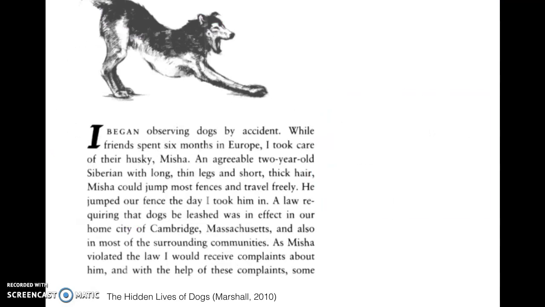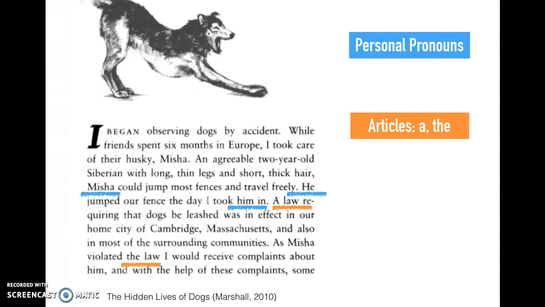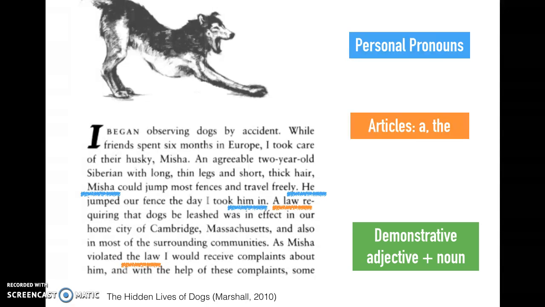Try to find some examples of cohesive devices in this short piece of writing. As we can see, personal pronouns are used. Misha is firstly the name, and then we have he, and then we have him. Okay, so once we've established what the subject is, we can use pronouns afterwards to vary our language. Articles as well. A law, the first time when it's introduced, and the law afterwards. And demonstrative adjective plus noun, complaints, and these complaints. Okay, so again, adding these in can lend cohesion to your writing. It's a really good idea to do so.